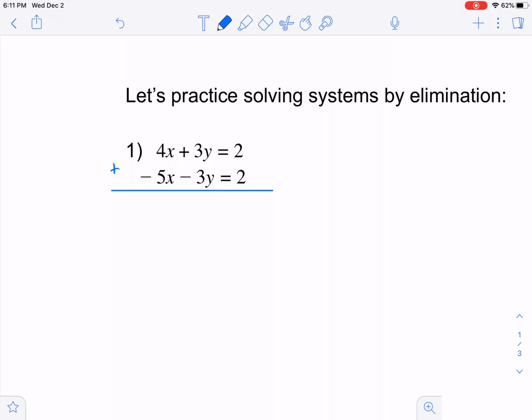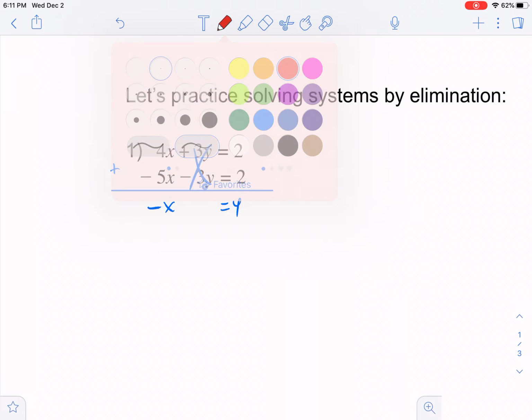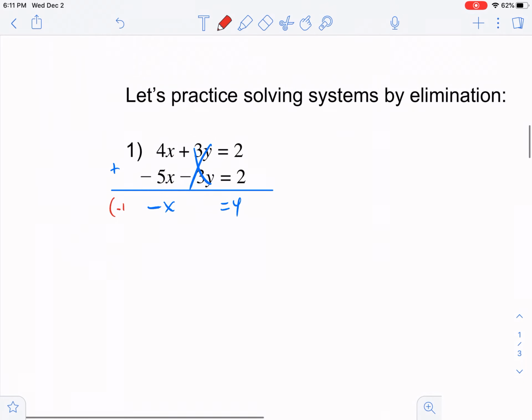I have a 4x and I have a negative 5x. That'll leave me with a negative x. This cancels. This equals 4. Negative x equals 4. But I don't want negative x, do I? I want regular x. So I'm going to multiply by negative 1 because anything times 1 is itself, and anything times negative 1 is its opposite. So what I do to the left side, do the right side of the equation, and I get x equals 4. Am I done? I'm not done.